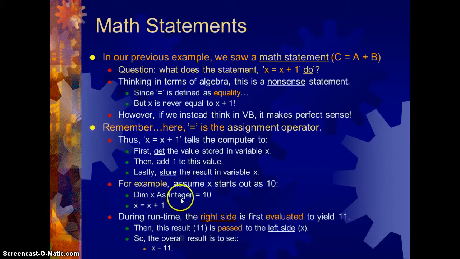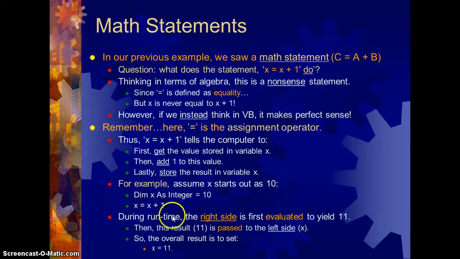So let's look at an example here. Suppose Dim x As Integer equals 10. We said that we can do this, and this is called initialization. That means x now is equal to the value 10, or the value 10 is stored in the memory position where x is labeled. Now we read what's in that memory space, which is 10, add 1 to it, and then store that, which is 11, back into that same memory space. Okay, that's the idea here.